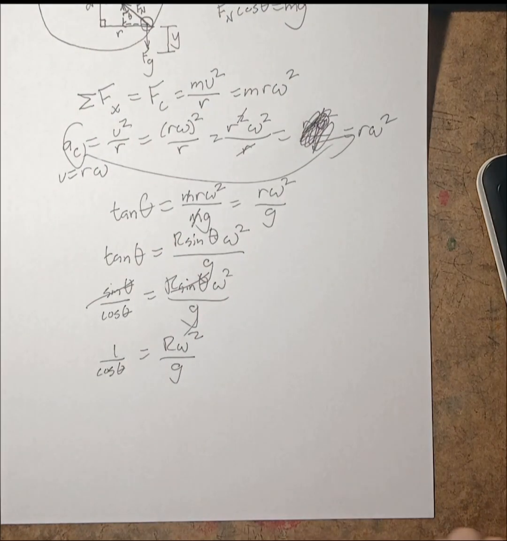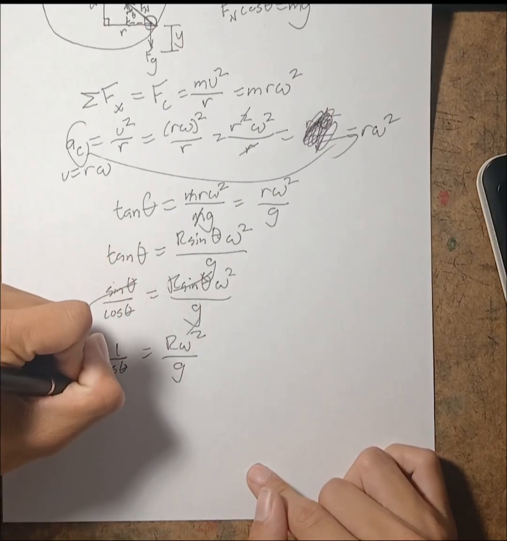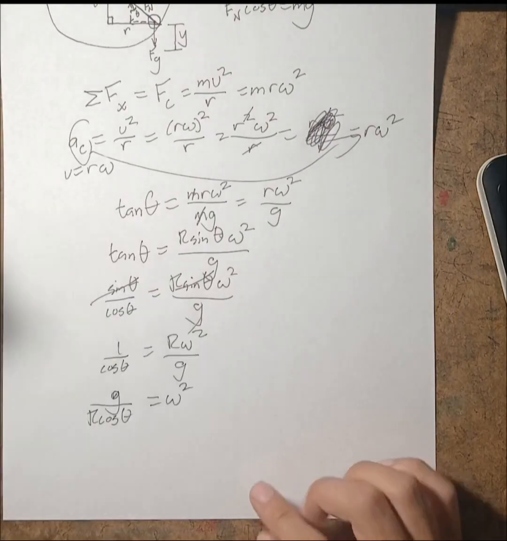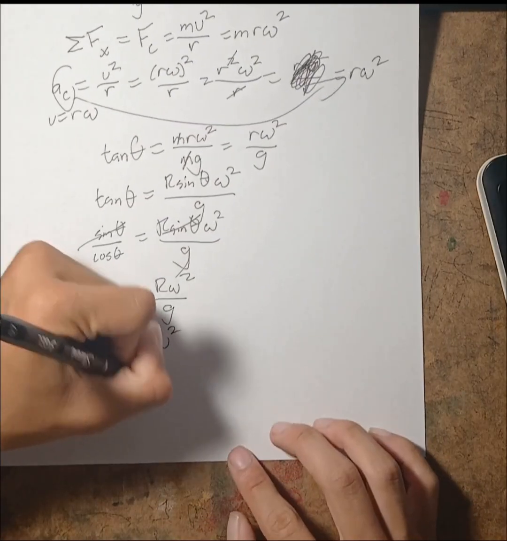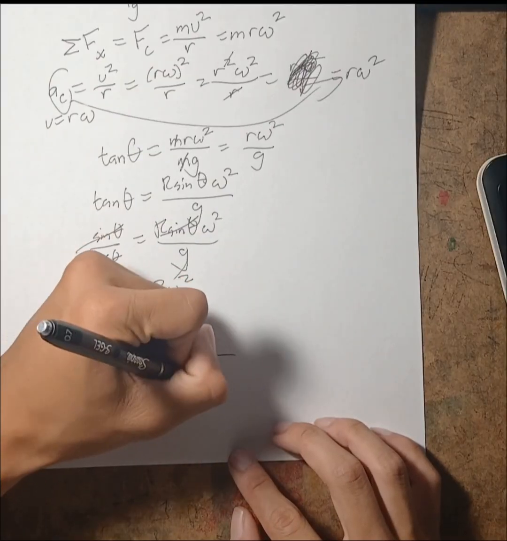And then we can simply multiply both sides by g and divide both sides by big R. So g over big R cosine theta equals omega squared. Omega equals the square root of g over big R cosine theta.